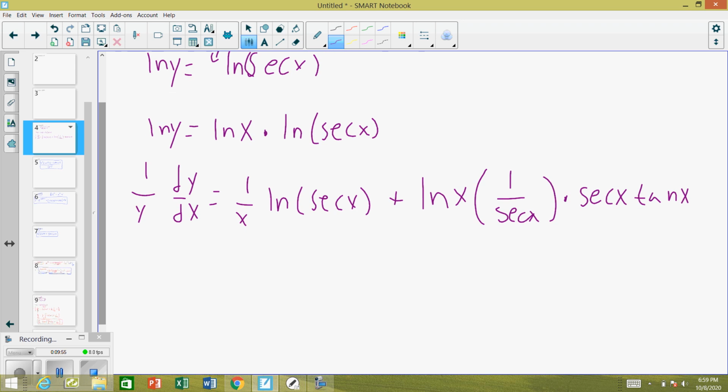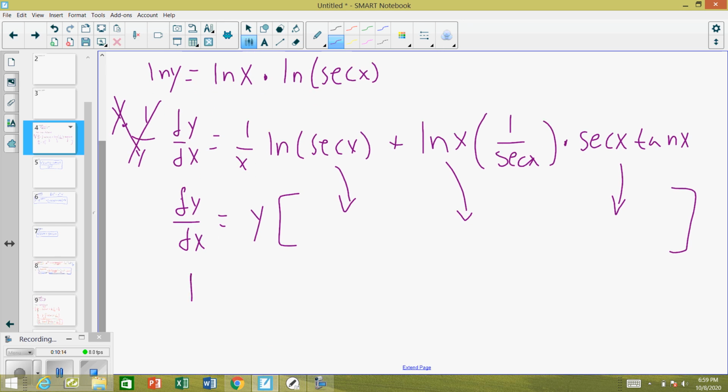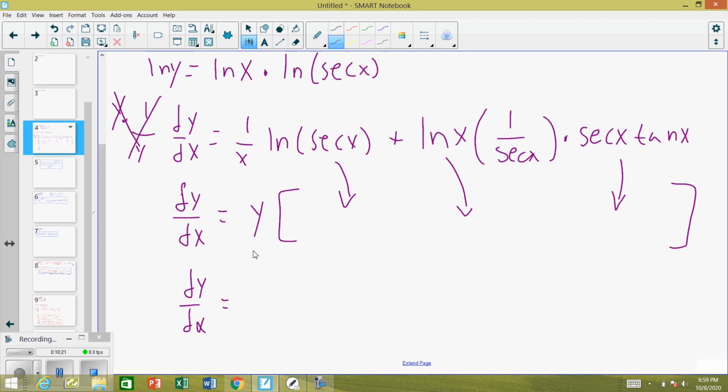Now, the last thing you want to do is multiply both sides by y to get rid of that. And so we have y on the other side and all of this other mess. Okay. But remember that we do not like to have y in there, so I'm going to rewrite y as what we originally started with. And I already forgot what that was. Secant x ln of x. So y is the same thing as secant x to the ln of x power. And then we rewrite everything from before.